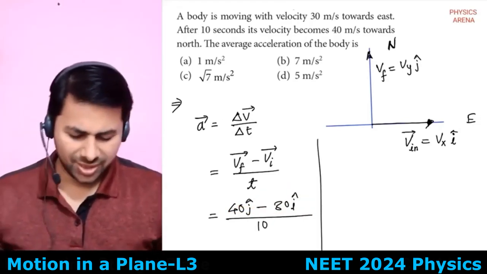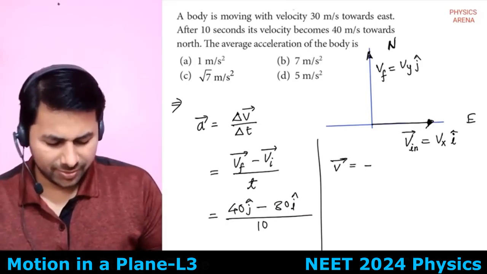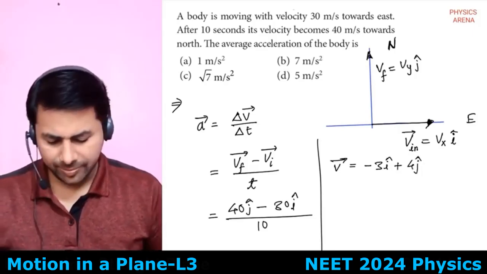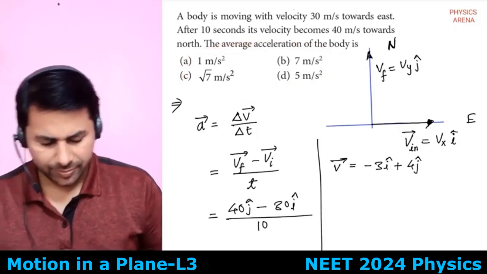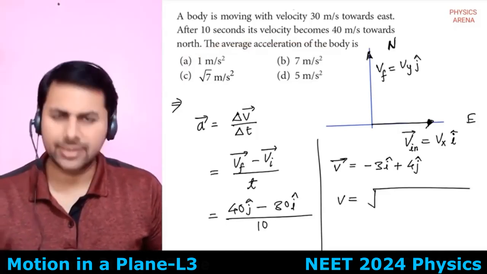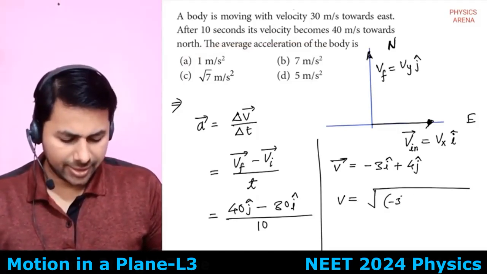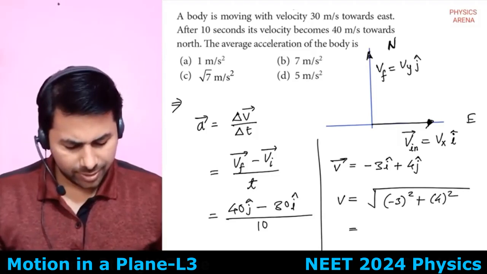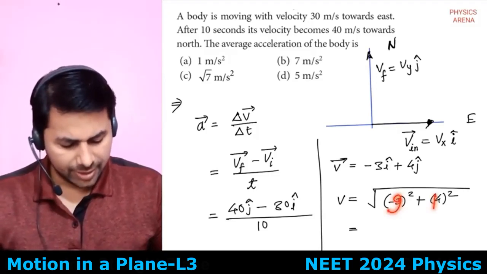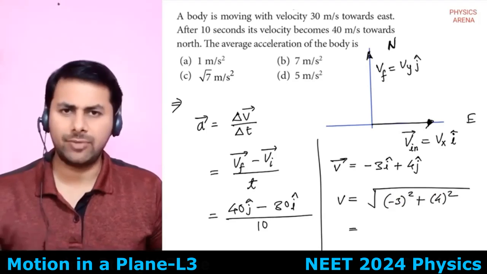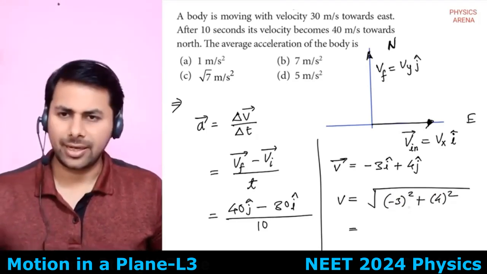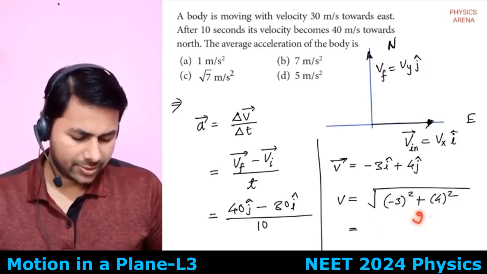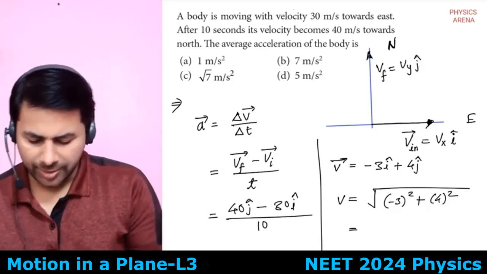Oh, they are not asking about that. Okay, let's check: minus 3 I cap plus 4 J cap, and they are only asking about the magnitude. So magnitude will be square root of Vx square plus Vy square. So that is minus 3 square plus 4 square. So how much? This is 9 plus 16. Actually, you have the 3, 4, 5 pair, a right angle triangle, so it will be 5. So 3 square is 9, 4 square is 16, so 9 plus 16 is 25. Square root of 25 is 5.